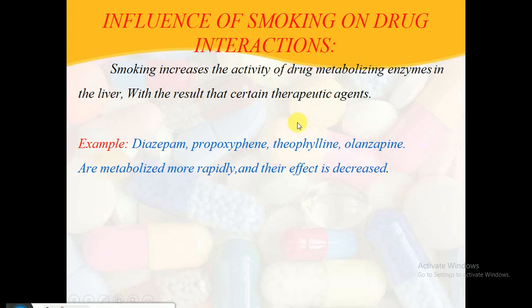So certain therapeutic agents, for example diazepam, which is a hypnotic agent, and propoxyphene and theophylline, bronchodilators, and olanzapine, an antipsychotic agent, are metabolized more rapidly and their effect is decreased. Means those patients who are smoking continuously or are chain smokers, and are using different types of drugs such as diazepam, propoxyphene, theophylline and olanzapine, these are metabolized more rapidly, so their effect will definitely decrease. The drug will not work properly.